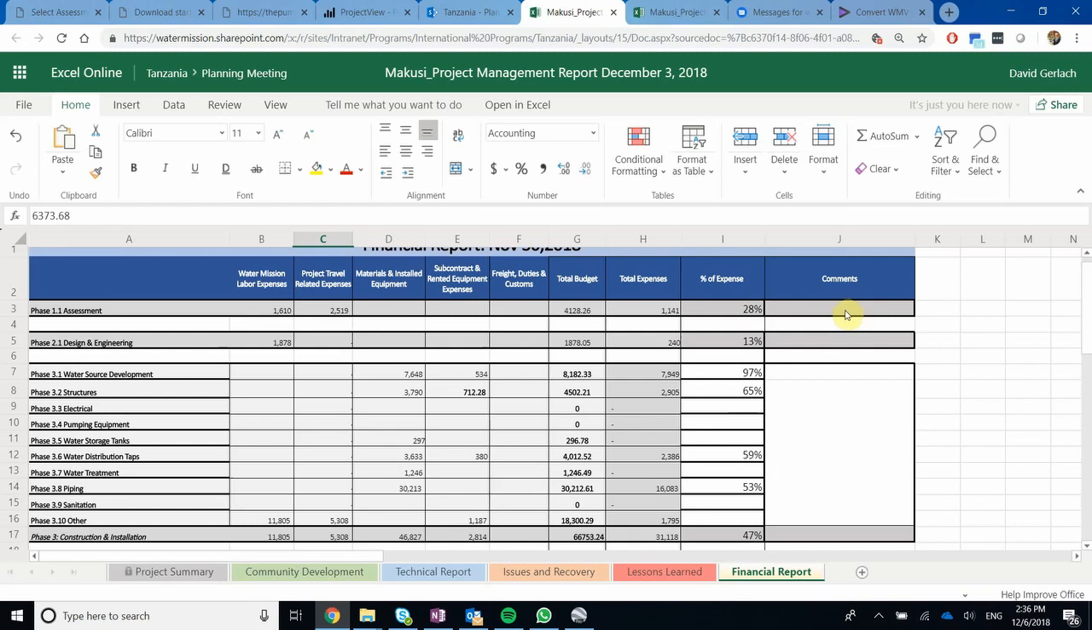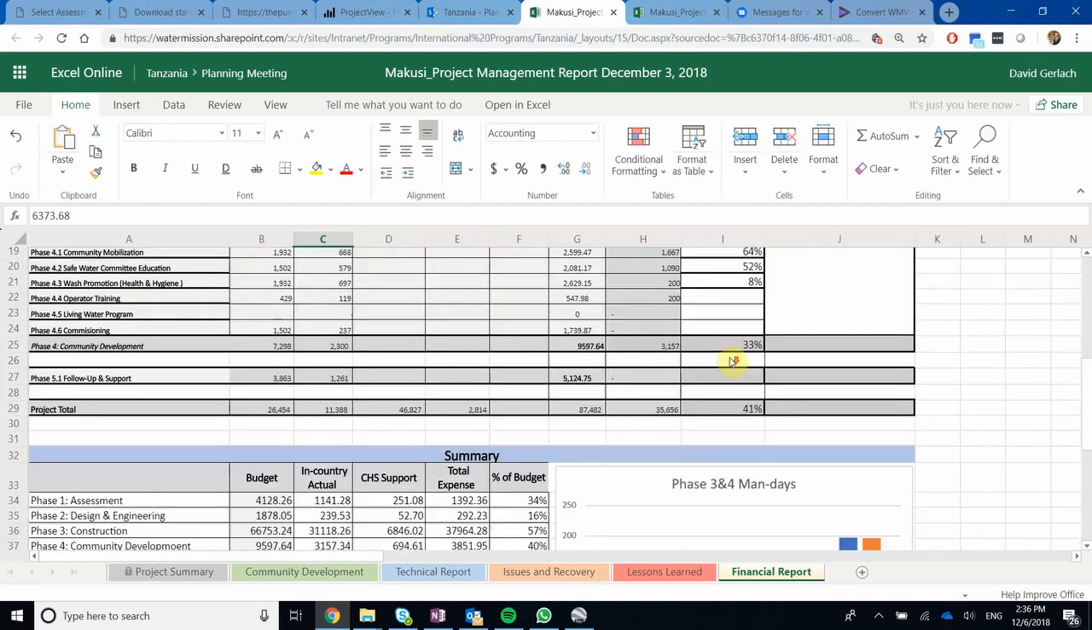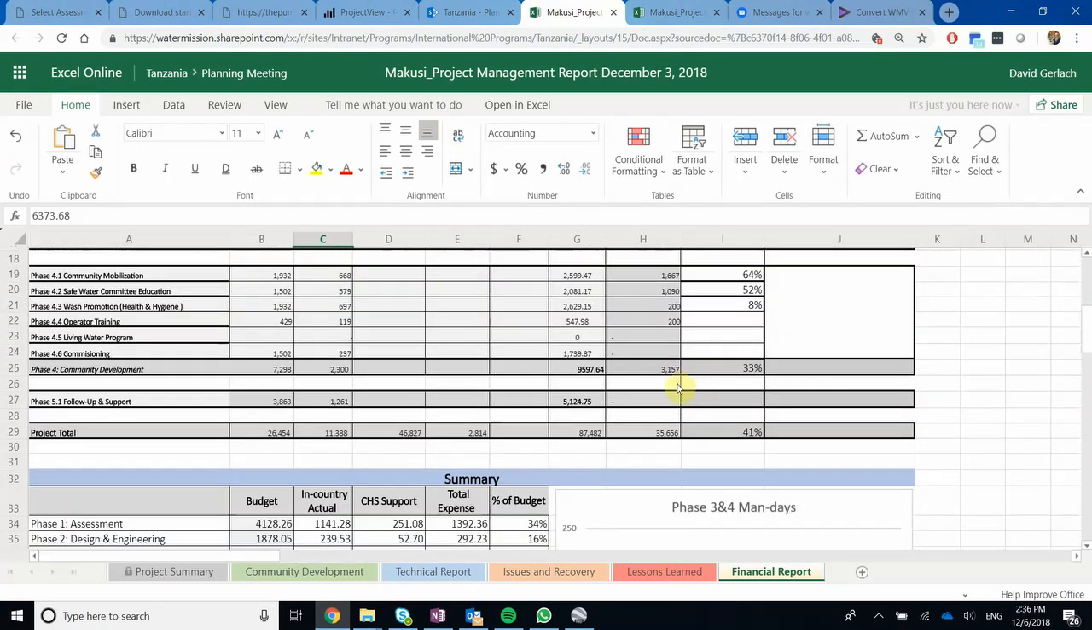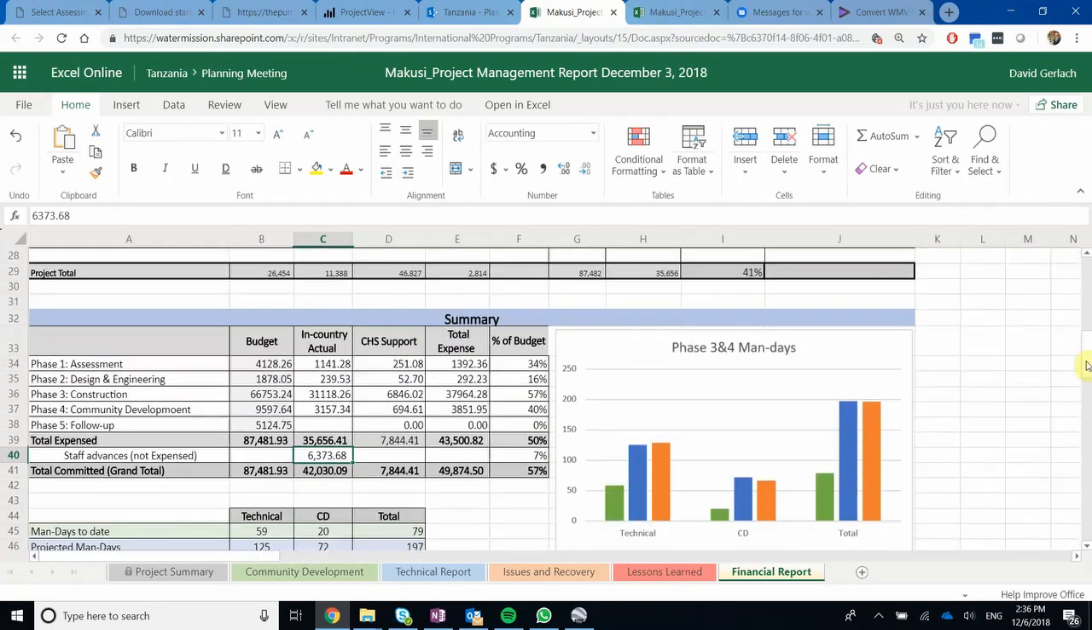Again, there's a place for comments. If there's any issues here, maybe we want to explain why this is so low. But we can move the whole way down to a summary view. And there's going to be some added things here that are helpful. So here in the assessment, we have the budget.